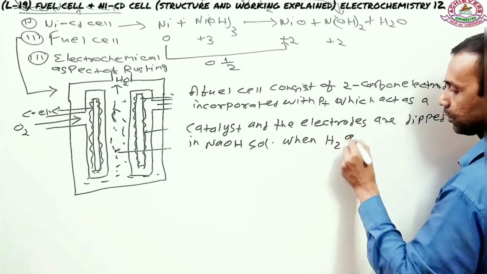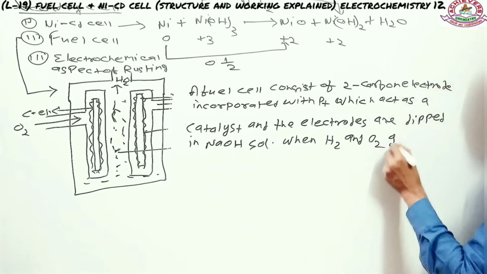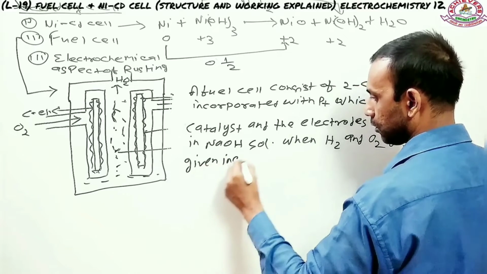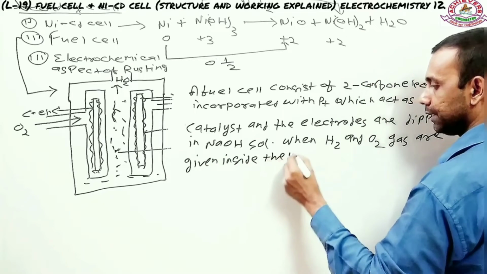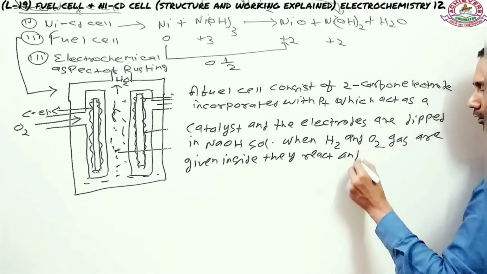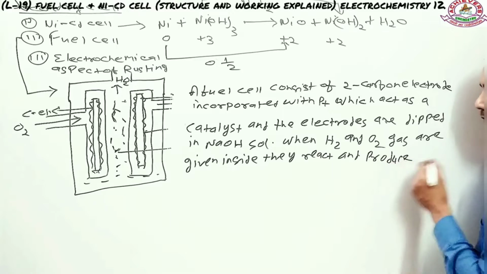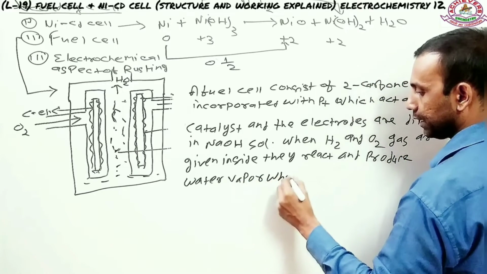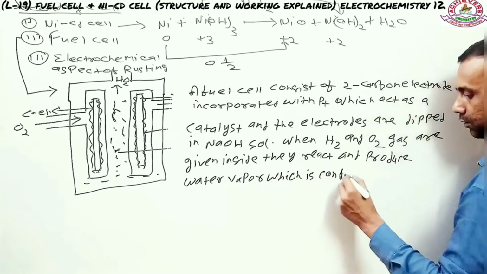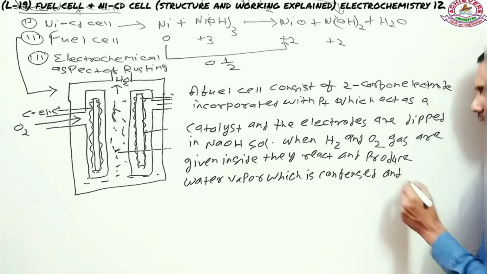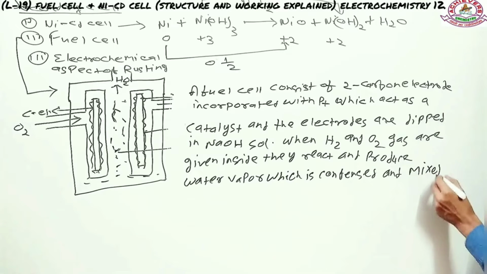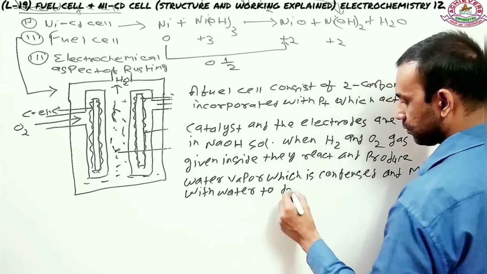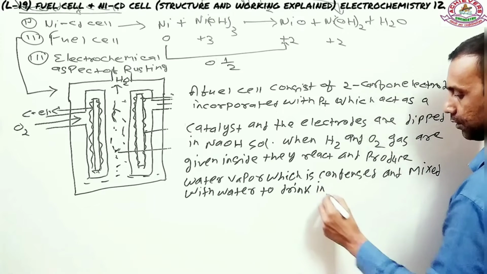When hydrogen and oxygen gas are given inside, they react and produce water vapor, which is condensed and mixed with water, to drink in space.